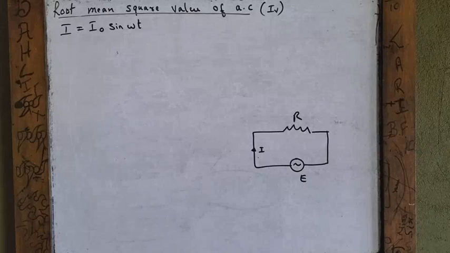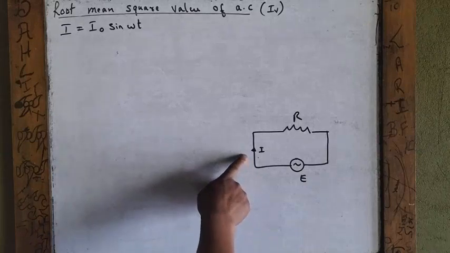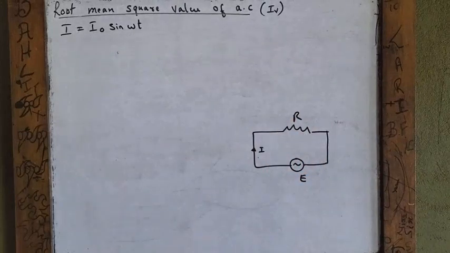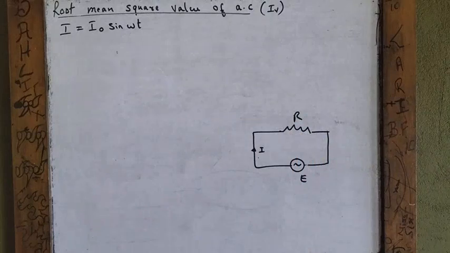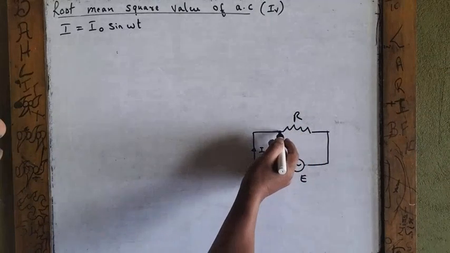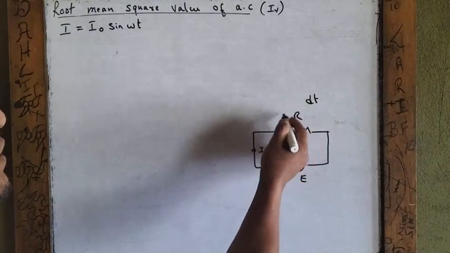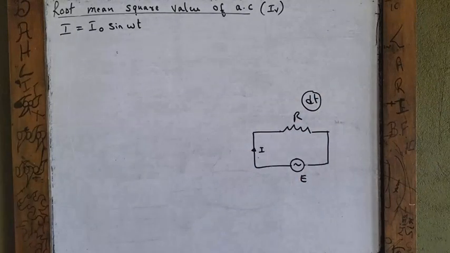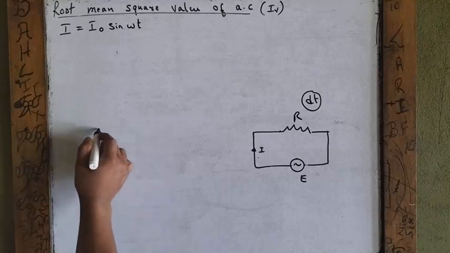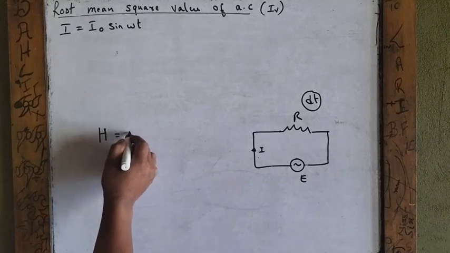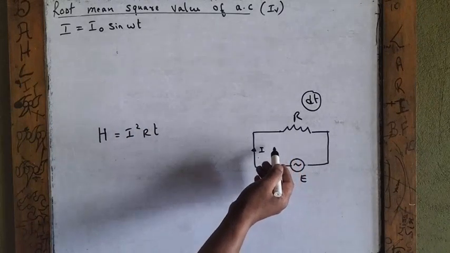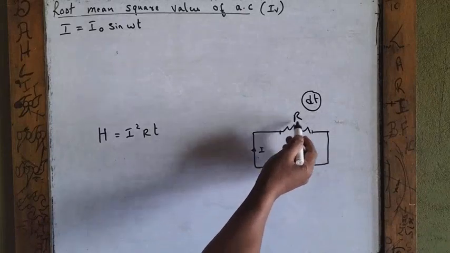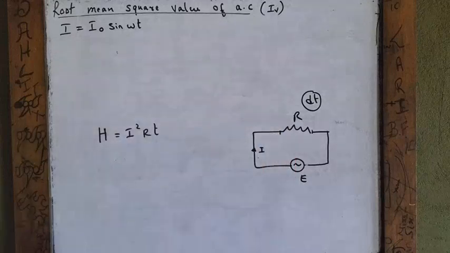Alright, so because this current is passing through this resistor, some heat will be produced across this resistance R. Suppose the current is passing through this resistance R for a small time dt. Then you know from Joule's law that the amount of heat produced will be I square R t. But if this current is passing through this resistance R for a small time dt, then the amount of heat produced in this resistance R will be small.